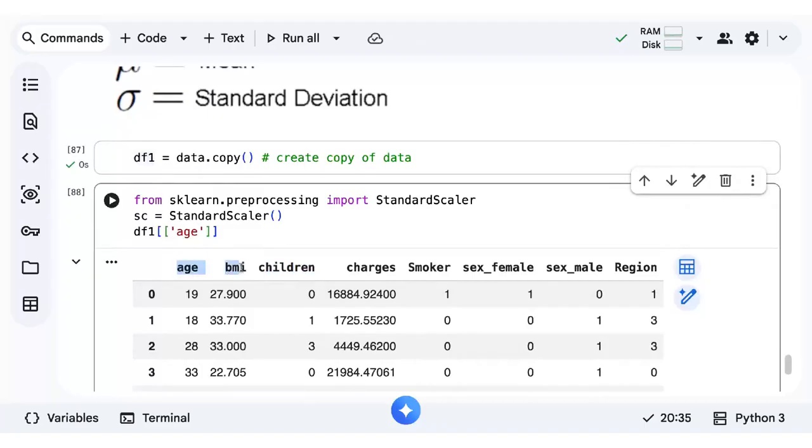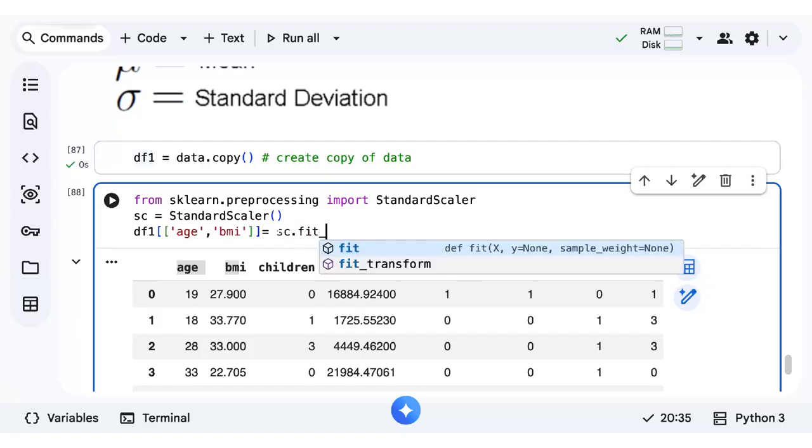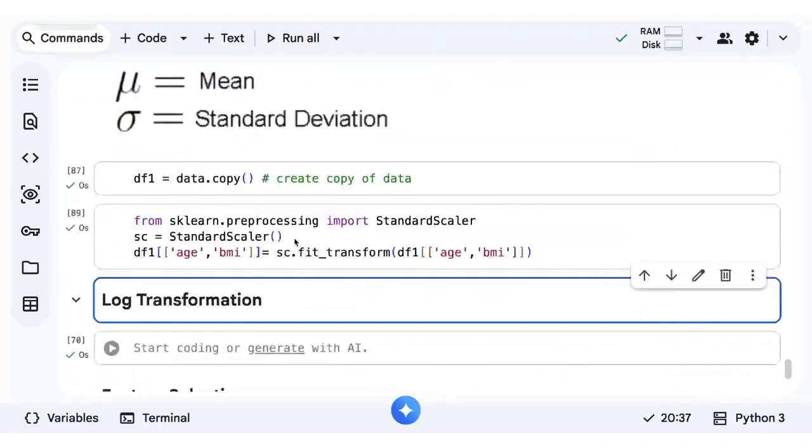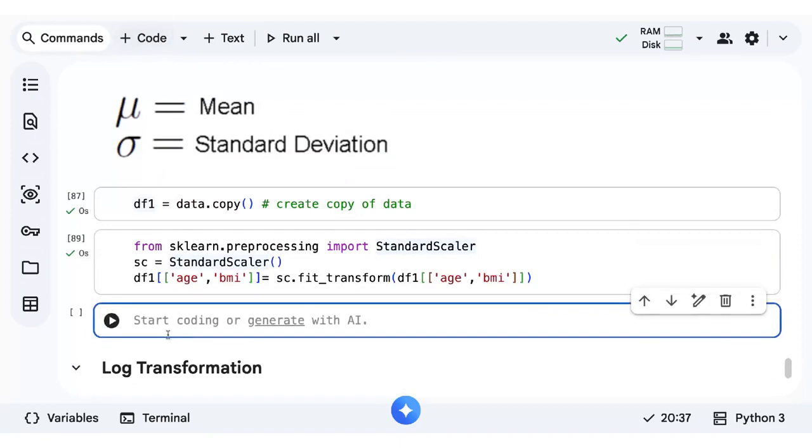Okay, let's see. We are taking just age and BMI, which is equal to StandardScaler.fit_transform. And again, I'll be passing the same columns. No need to change column names and all. You can do it in our same columns. Let me show you.